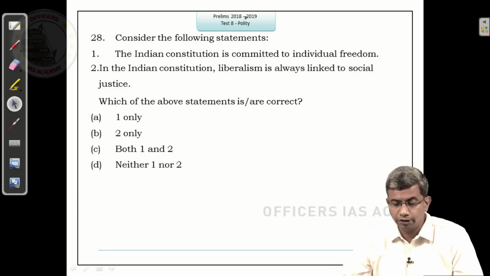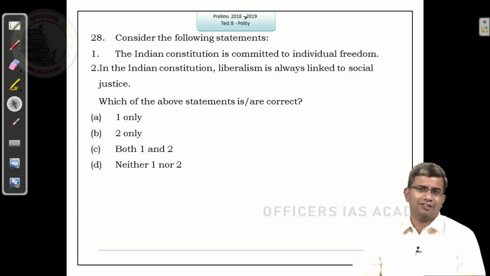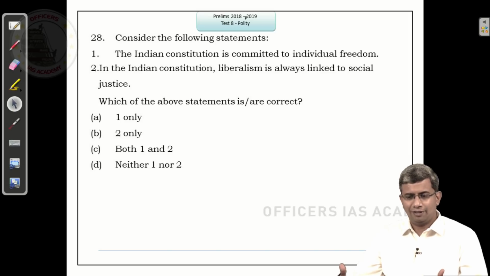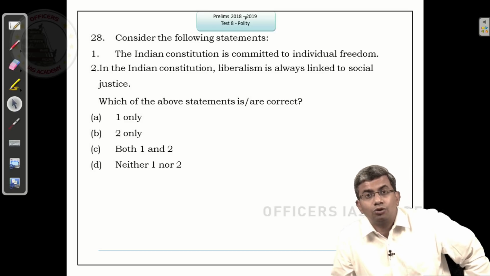Consider the following statements. The Indian constitution is committed to individual freedom. In the Indian constitution, liberalism is always linked to social justice. I really love this question, because a lot of thought has gone into it. The first statement everyone knows is correct. The Indian constitution is committed to individual freedom. Yes, that is why fundamental rights are there in the constitution. In the Indian constitution, liberalism is always linked to social justice.